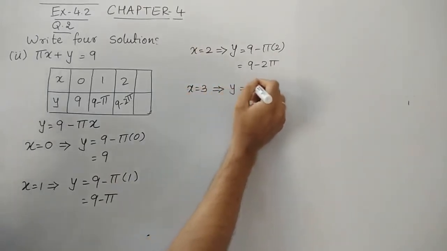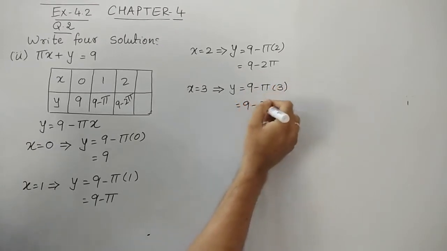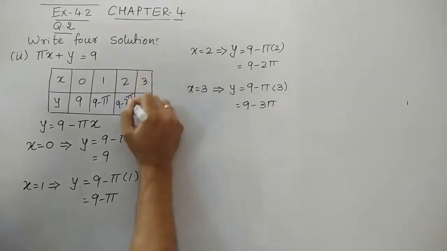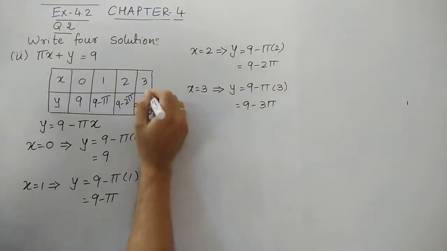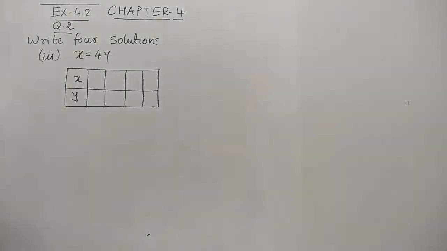Y is equals to 9 minus pi into 3. So again it is 9 minus 3 pi. So this is 3 and it is 9 minus 3 pi. So these are the 4 solutions which were required for the given linear equation. Let's see one more question.